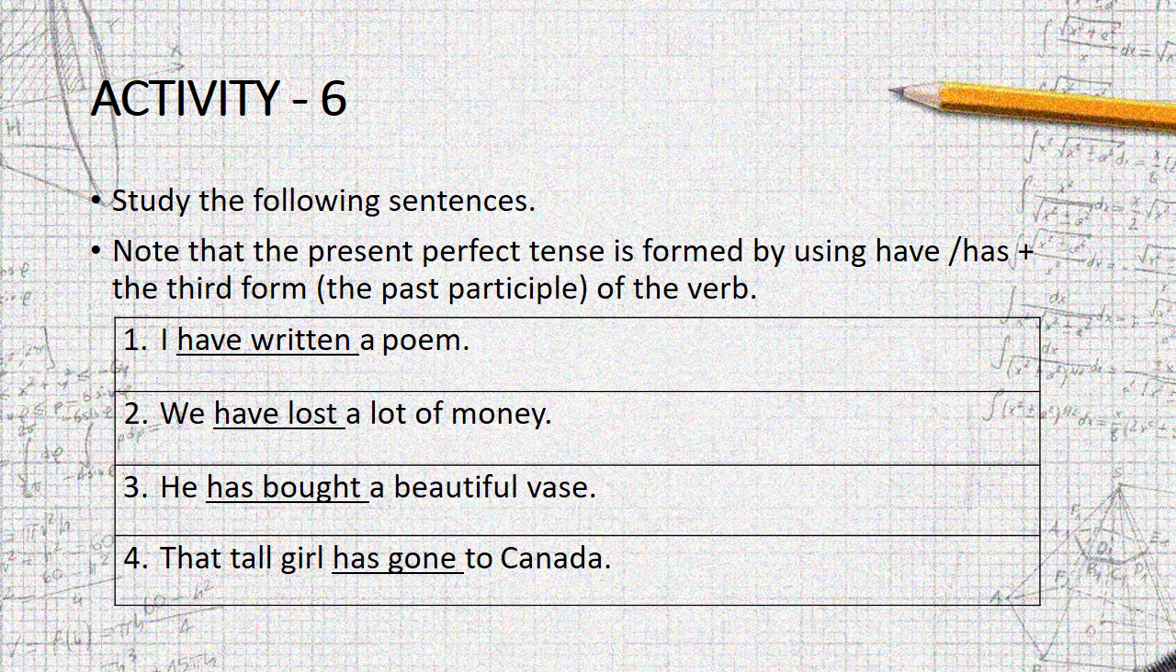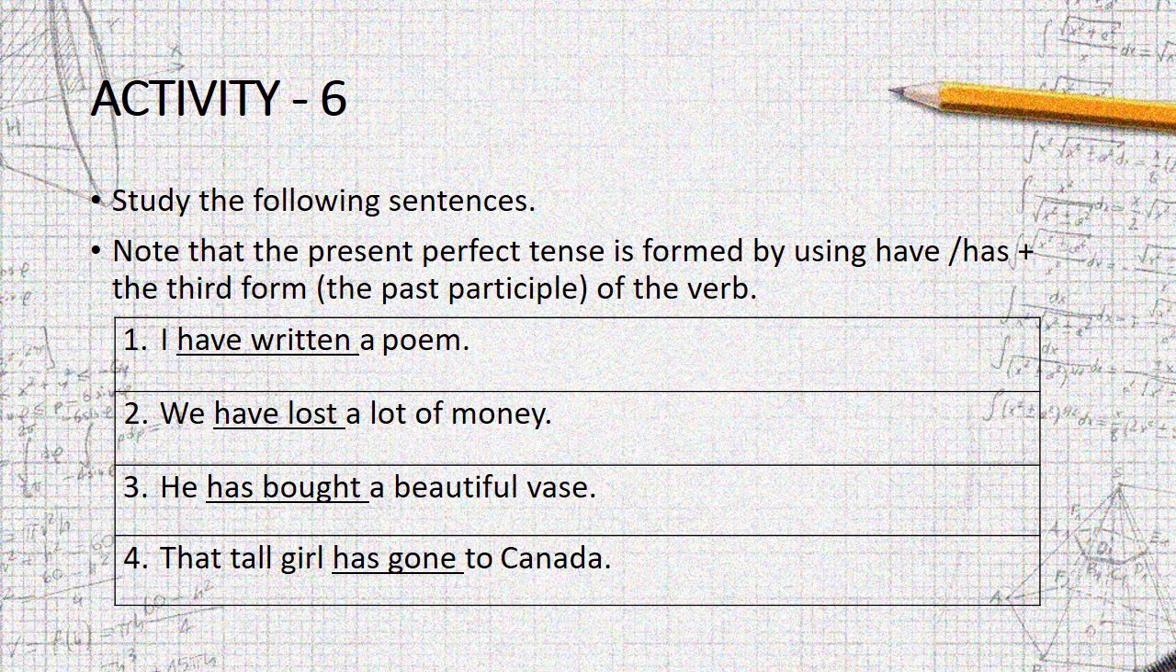Study the following sentences. Note that the present perfect tense is formed by using have or has plus the third form, the past participle of the verb. Now this activity is related to grammar. You already have a different subject for grammar and your teacher must be teaching it really well to you. But still, as this activity is given in our textbook, we will solve this.